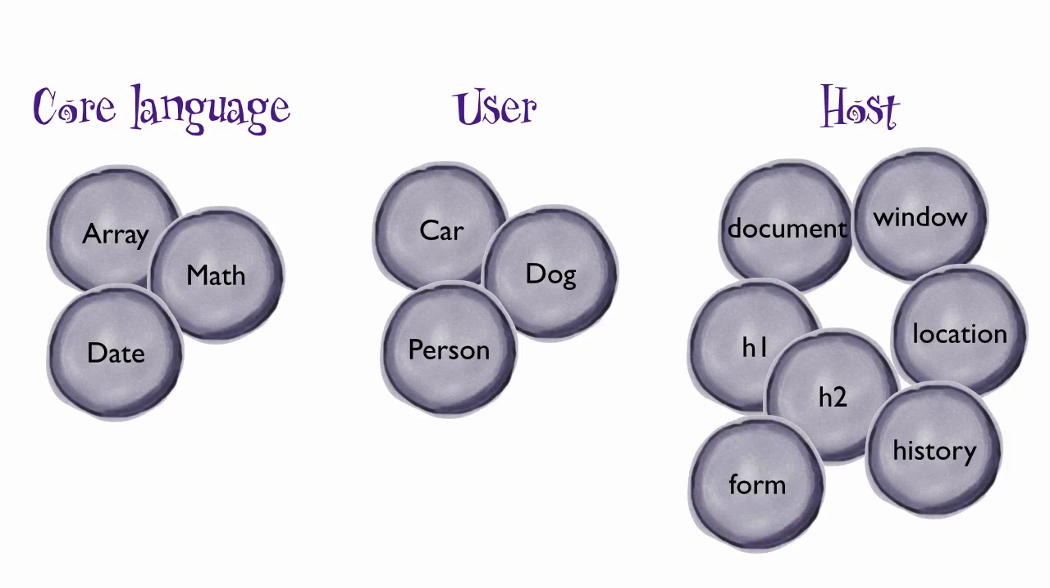You use the document object and the other host objects like window and history, and element objects like h1, h2, and form to do things in the browser, like get data from your page and modify the page with your code. But keep in mind, if you're writing JavaScript for a server-side application, like in Node.js, for instance, you won't find these browser-related objects. Instead, you'll find host objects that are specific to Node.js.